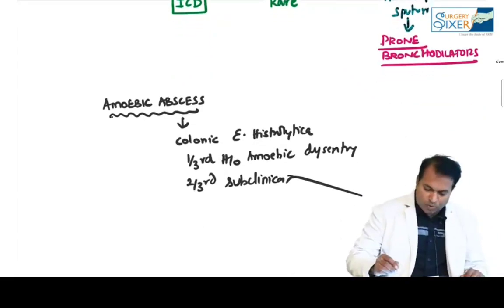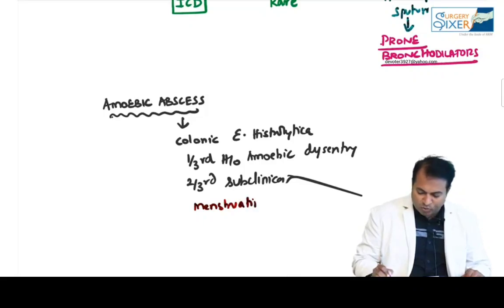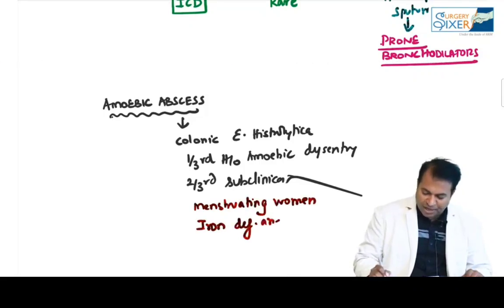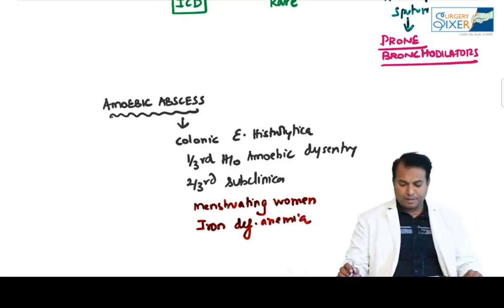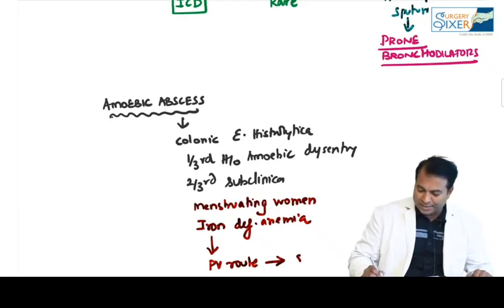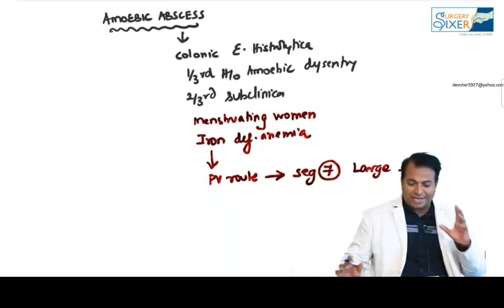And I already told you, menstruating women will not get this infection. Iron deficiency is protective. Iron deficiency anemia is protective against this amoebic abscess. Please don't forget these points. This amoebic infection spreads through the portal vein route to the liver, and it is usually in segment 7, a large single, well-defined abscess.